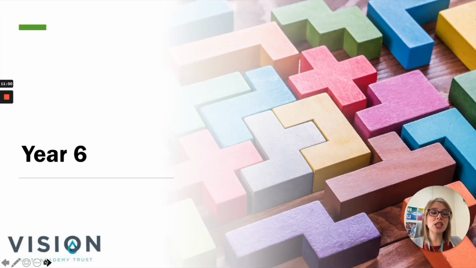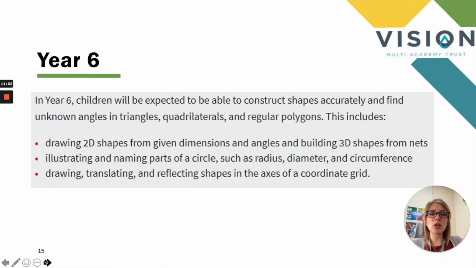So moving on to year 6 now. In year 6, children will be able to construct shapes accurately, and find unknown angles in triangles, quadrilaterals and regular polygons. This includes drawing 2D shapes from given dimensions and angles, and building 3D shapes from nets. You need to be able to illustrate and name parts of a circle, as well as drawing, translating and reflecting shapes in the axes of a coordinate grid.